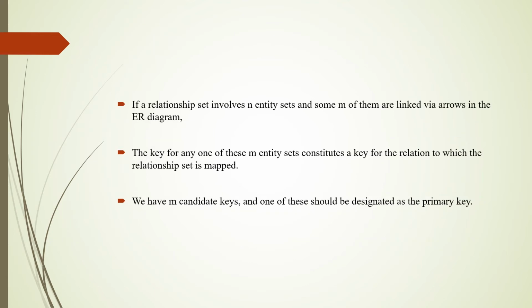If a relationship set involves n entity sets and some m of them are linked via arrows in the ER diagram, the key for any one of these m entity sets constitutes a key for the relation to which the relationship set is mapped. We have m candidate keys, and one of these should be designated as the primary key.